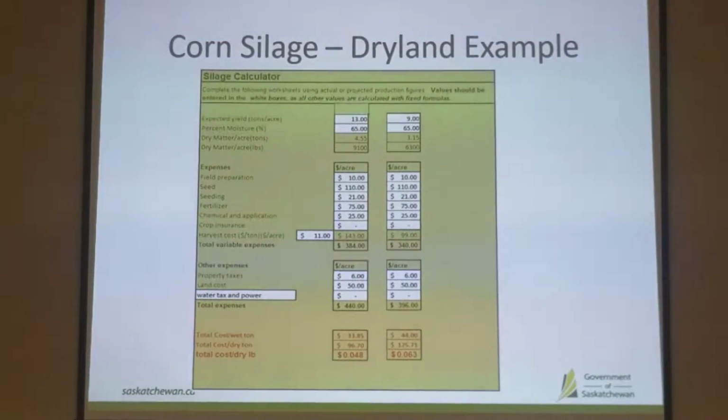But it actually works out quite similar with these examples for what our total costs per wet ton and dry pound are in the end. So we're still looking at $34 to $44 a wet ton, depending on our yield. And that's somewhere around 5 to 6 cents in that range.